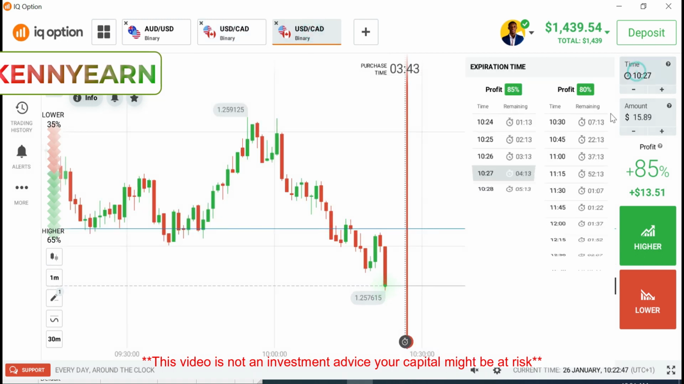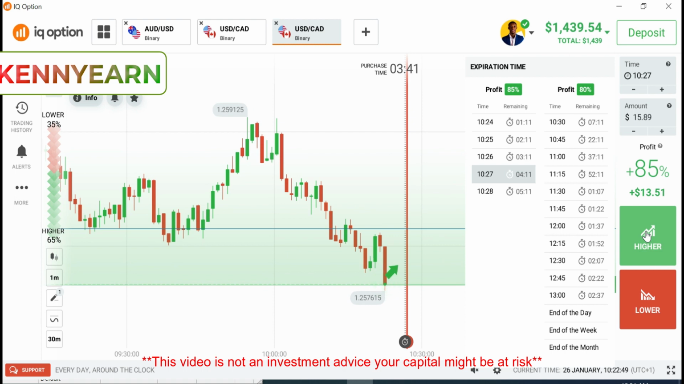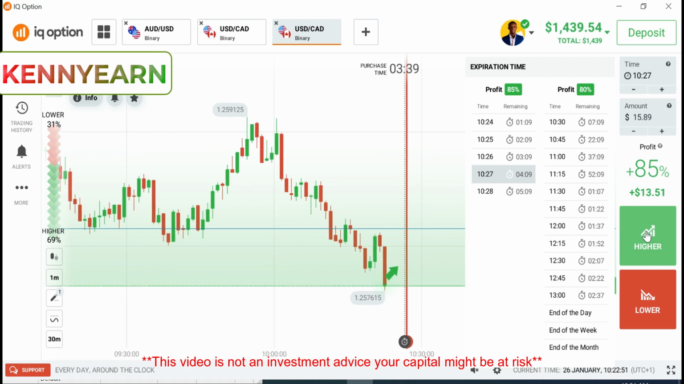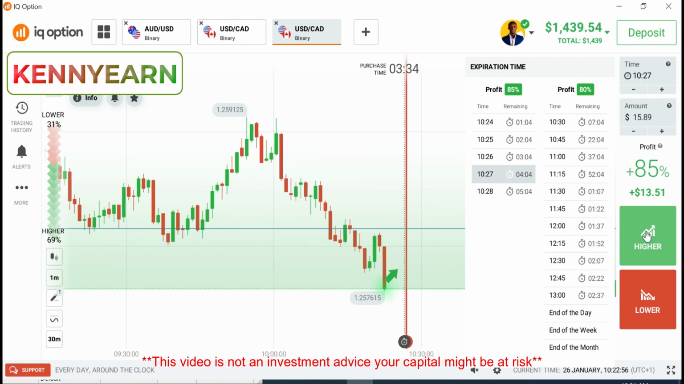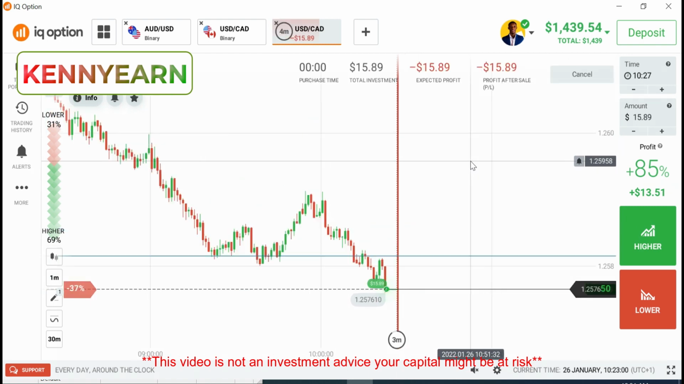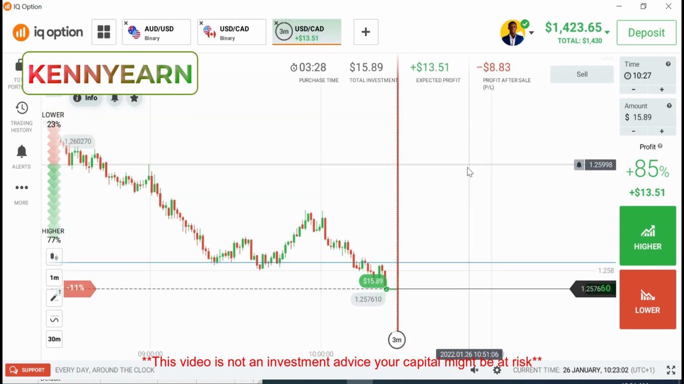The market could trade higher, at least for the next 4 minutes. We could get some buyers entry into the market. So at the close of that candle, perfect, I'm going to go with the higher option for the next 4 minutes.